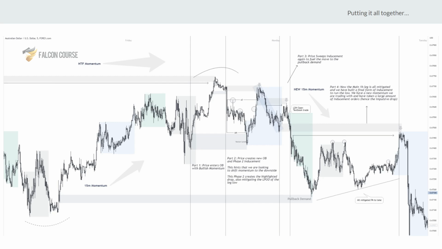Now let's see what happens here. So as soon as we react to our order block, we tap into our vector level, knowing that is the one that swept our inducement level, okay? After tapping into our vector level, we create our phase 2 inducement. So part 1, we enter the OB with the bullish momentum. Now what happens next? Part 2, price creates a new order block, right?